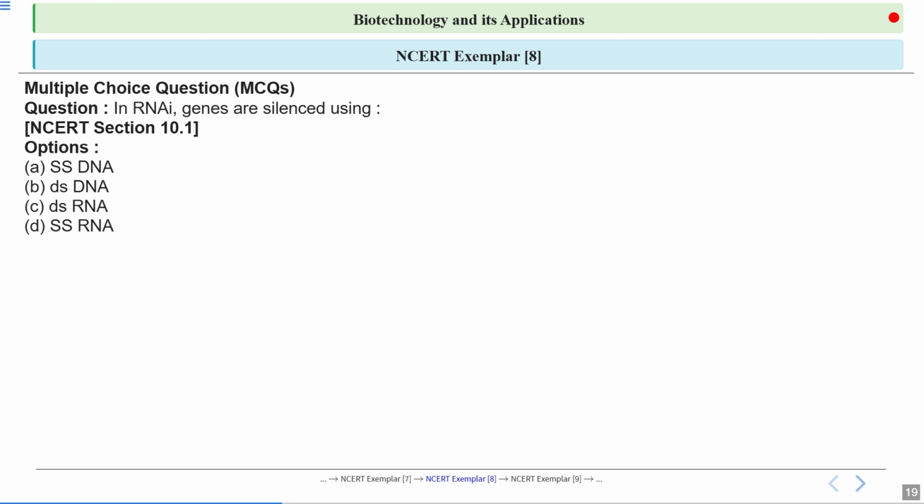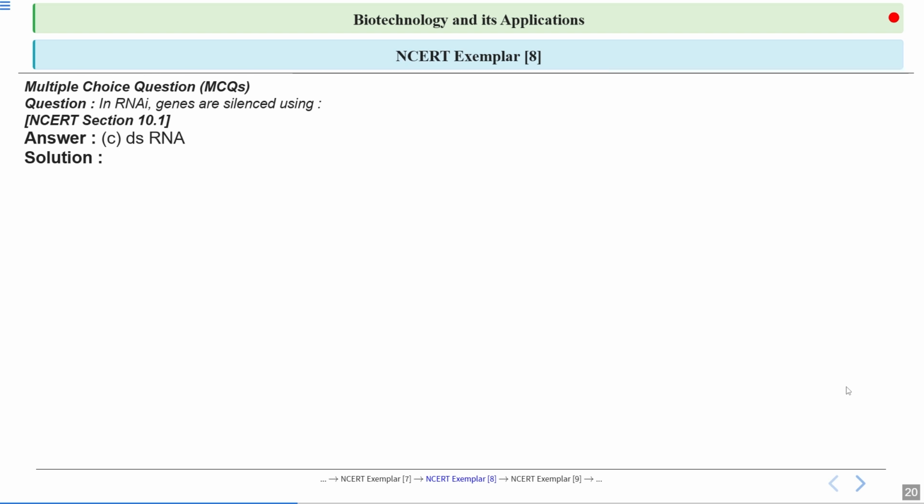The first option says genes can be silenced using single stranded DNA. B, using double stranded DNA. C, they are saying genes are silenced because of double stranded RNA. And last, they are saying genes are silenced using single stranded RNA. Let's see the answer for this. So the answer is C, double-stranded RNA.